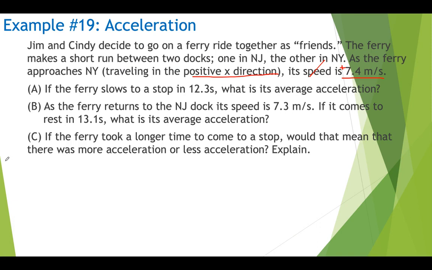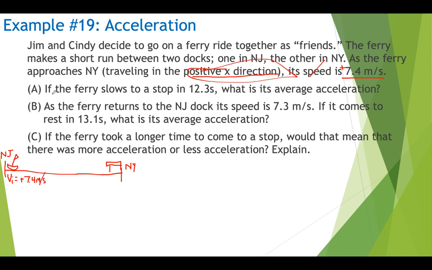Okay, so our diagram here, we are starting in New Jersey. Here we are in New Jersey, and technically Jim and Cindy are on a ferry, and they're traveling to New York. New York, according to our problem, is in the positive x direction, so to the right of where we started. And this is where the dock is. Here's our dock in New York. So its initial velocity, v initial, is positive, because we're moving along the positive x-axis, 7.4 meters per second.